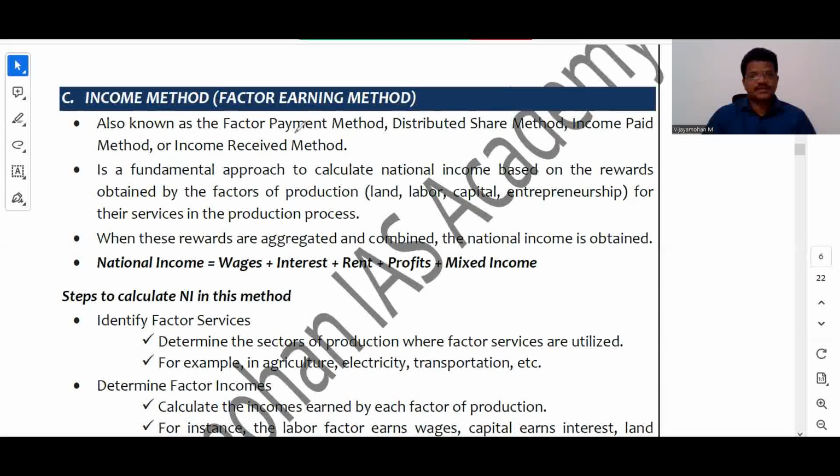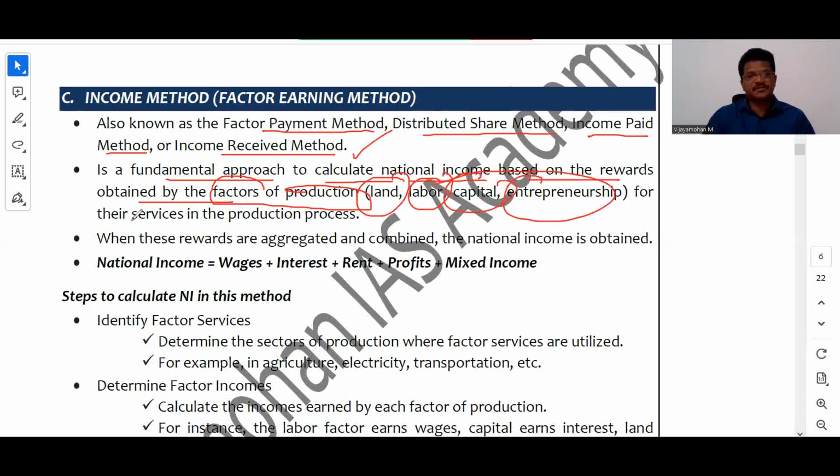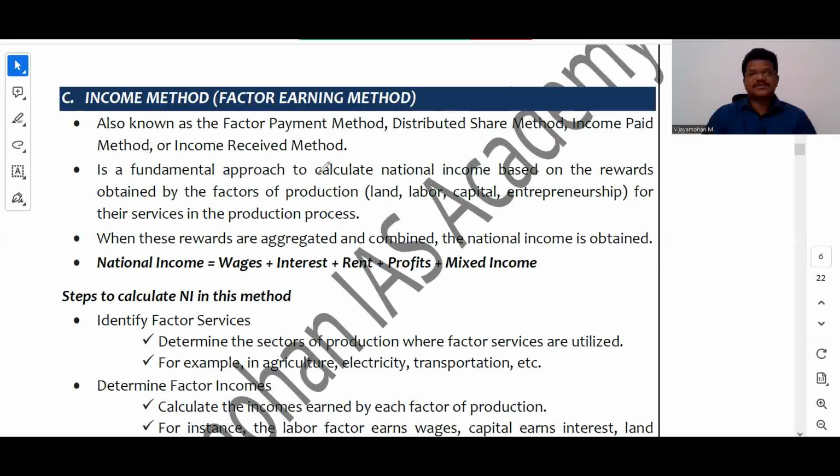It is also known as factor payment method, distributed share method, income paid method, or income received method, right? It is a fundamental approach to calculate the national income based on the rewards obtained by factors of production, that is land, labor, capital, entrepreneurship, for the services in the production process. So I already told you that this is nothing but the rewards.